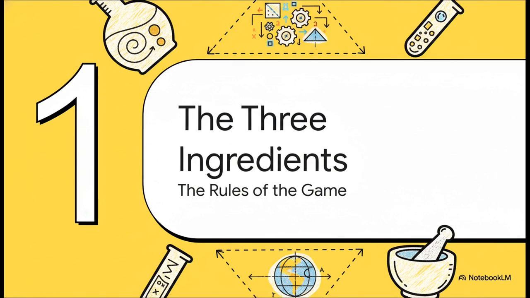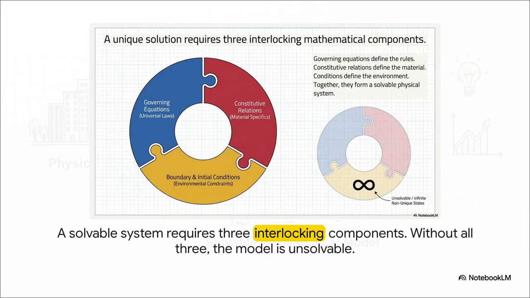But you can't just start building a model out of thin air. Before we do anything, we need 3 core ingredients. These are the absolute non-negotiables, the mathematical components that are the foundation for any solid simulation. Think of them like 3 interlocking puzzle pieces. You absolutely, positively need all 3 to snap together to form a complete picture. If you're missing even one of them, your model is completely unsolvable. It has infinite possible states, which, let's be honest, isn't very helpful for predicting anything at all.